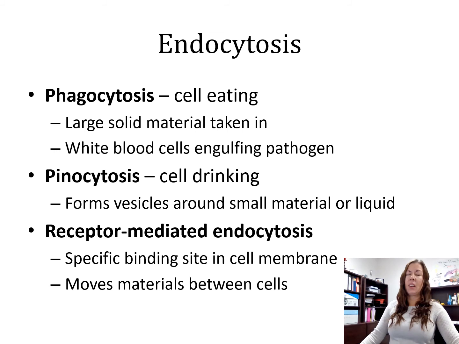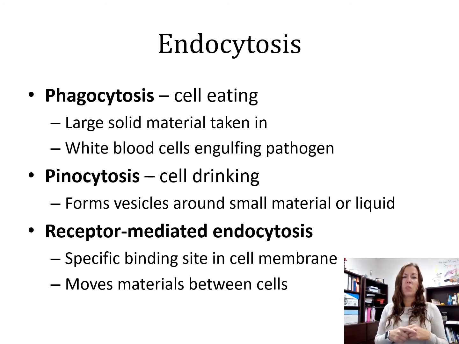Endocytosis is basically divided by the things that it's getting. So phagocytosis is often called cell eating because that's where large solid material is taken in and then enveloped in a vesicle. Pinocytosis is referred to as cell drinking, if you will, and that forms vesicles around small material or liquid. And then receptor-mediated endocytosis is basically binding at a specific site in the cell membrane, and that moves materials in and out of the cell.